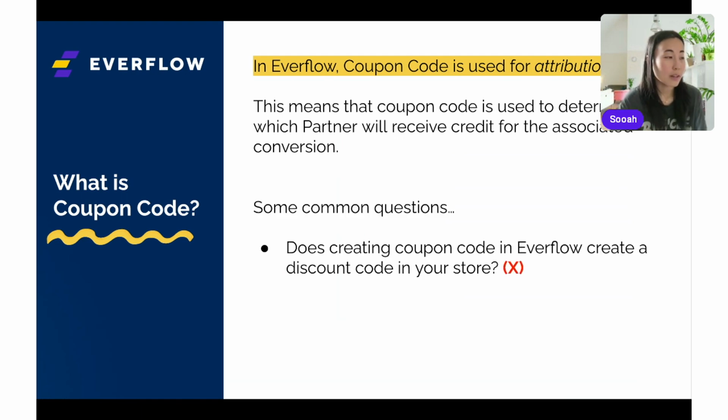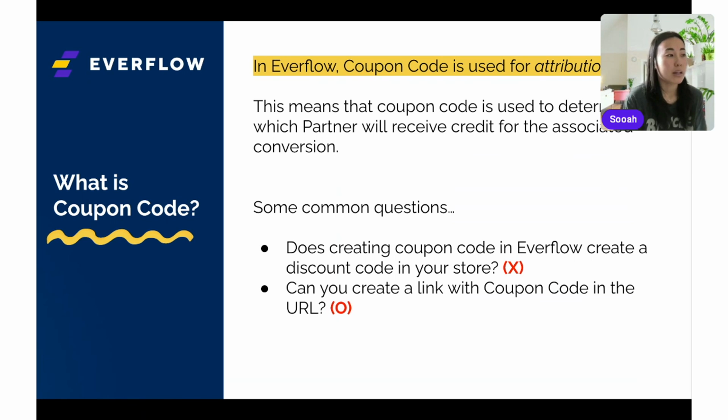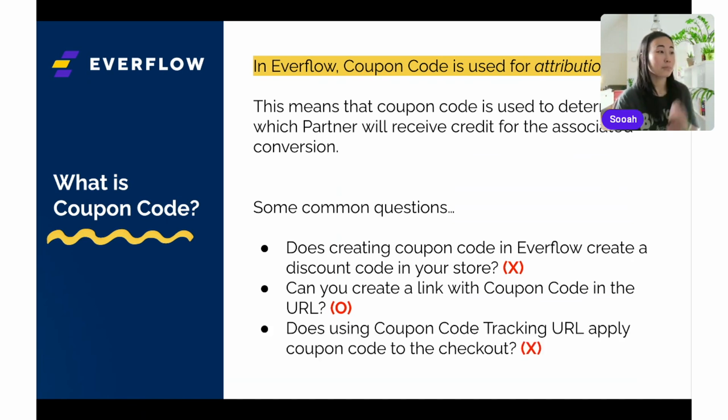Some common questions we have with that: does creating a coupon code in Everflow create a discount code in your store? The answer is no. They run separately. If you want to assign a discount code in your store, please do so in your e-com store. Can you create a link with the coupon code in the URL? Yes, you can. We'll review that briefly in a moment. Does using a coupon code tracking URL apply the coupon code to the checkout? The answer is no. To do so, you need to have a specially generated link or URL from your e-commerce store. So that's something that you have to consult with your e-commerce store support if you're not sure.